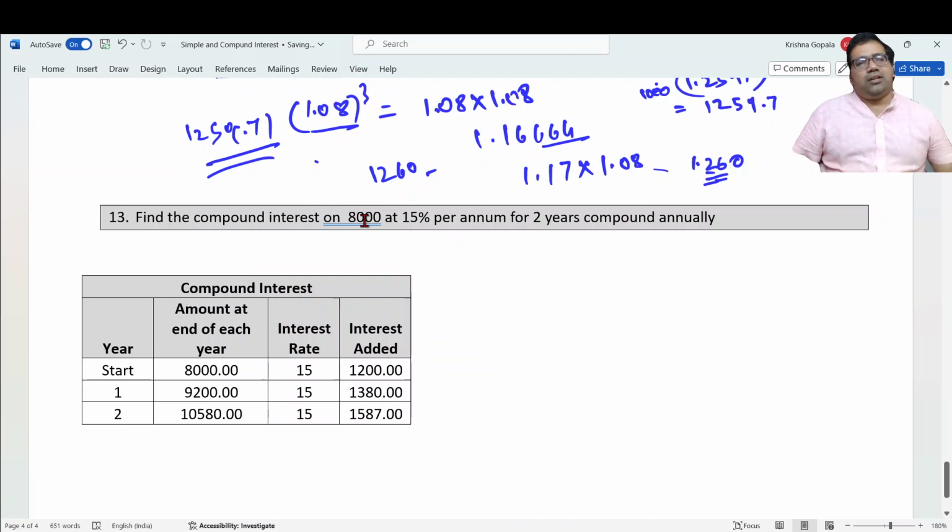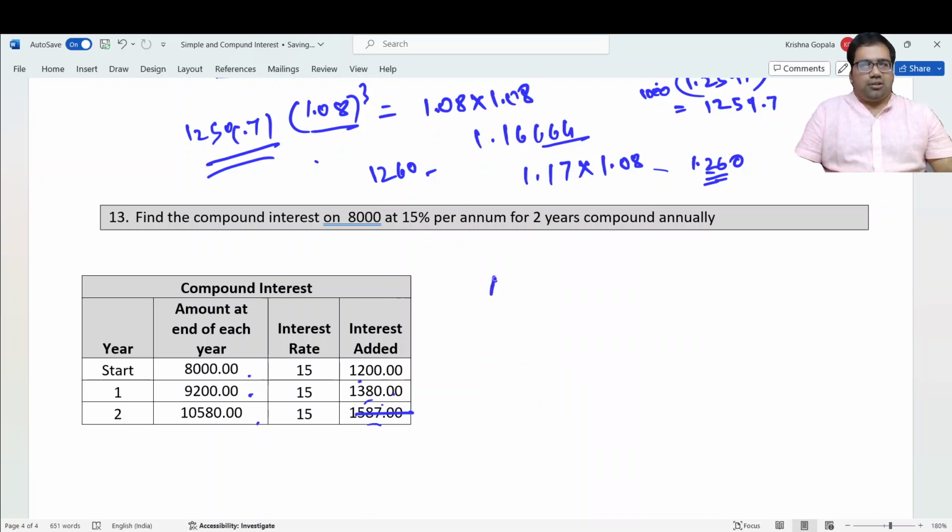Find the compound interest on 8,000 at 15% for 2 years compounded annually. First year, 8,000 into 15%, that is 1,200. That becomes 8,000 plus 1,200, 9,200. Again, second year, another 15%, 1,380. This plus this is this. So 8,000 plus 1,200 is 9,200, plus 1,380 is 10,580. So this is the amount.